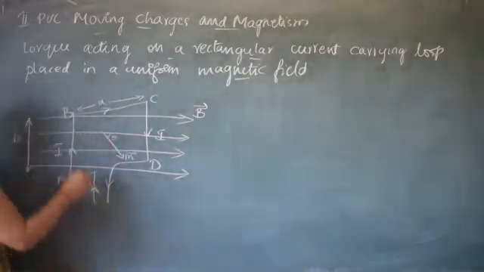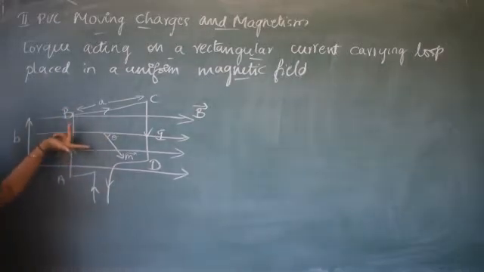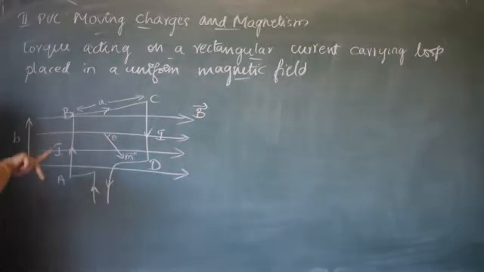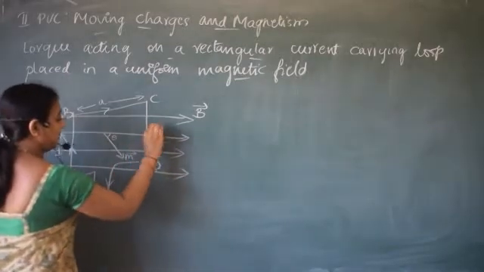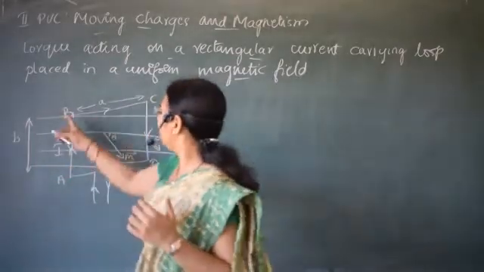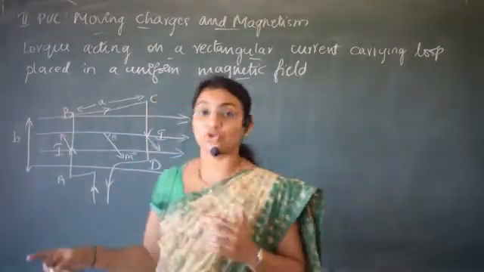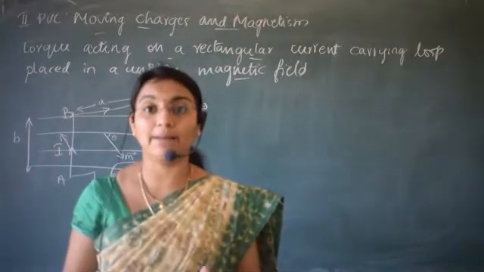The next, what about the force? See here, the current is in this direction, the magnetic field is in this direction. Therefore, the force acting on this, using Fleming's left hand rule, if it acts here, then the force acting at this point will be equal and opposite. Even on the arms AB and CD, the force acting is opposite, but there exists a torque or couple.